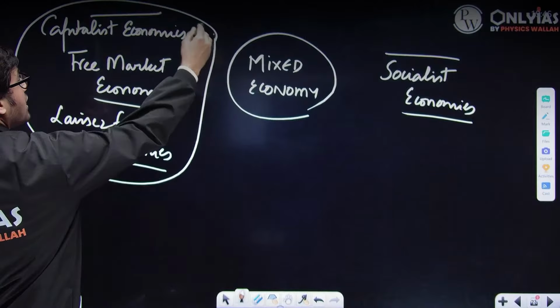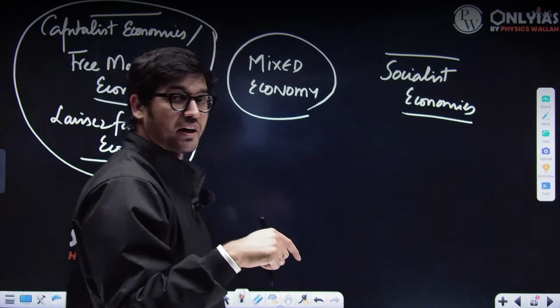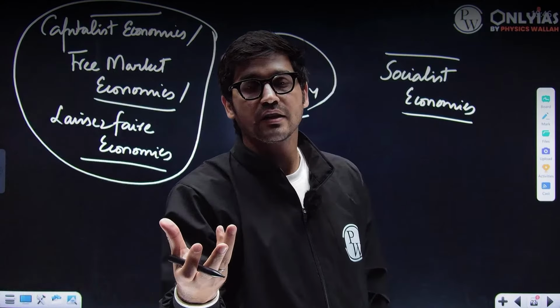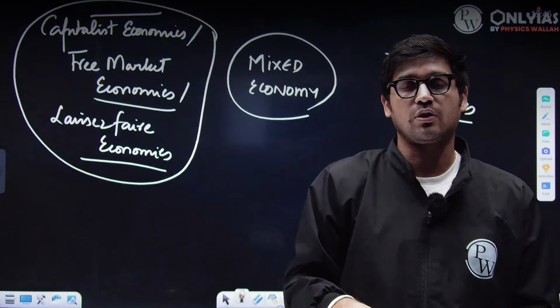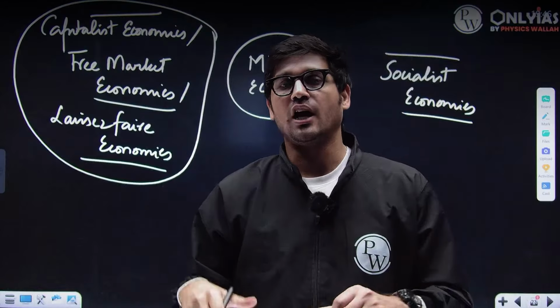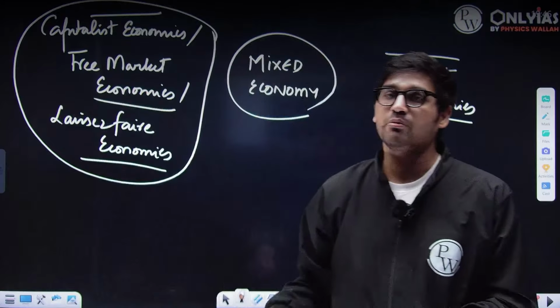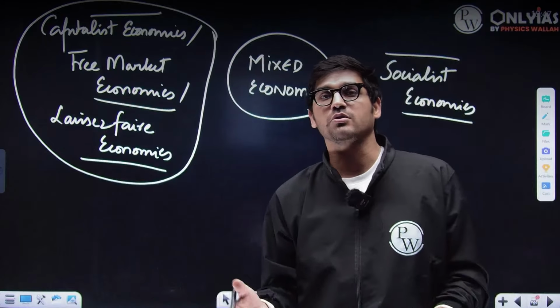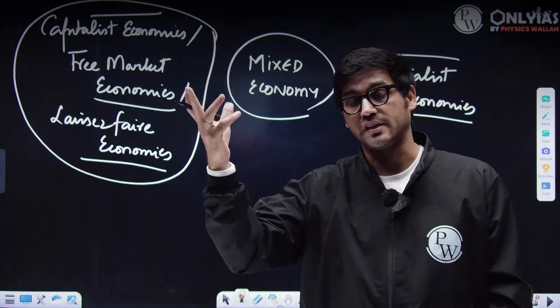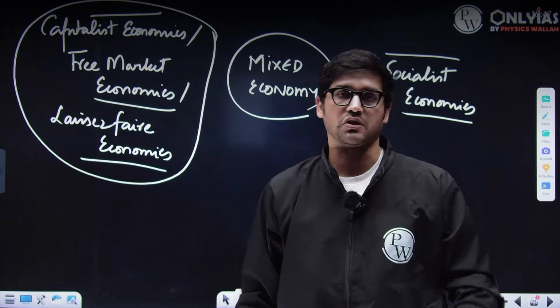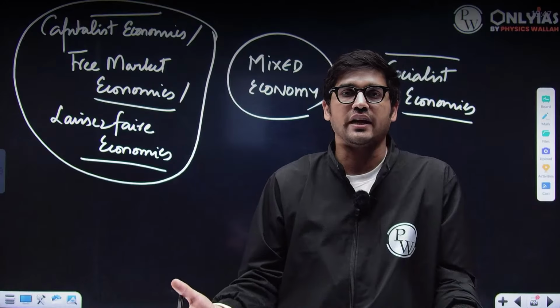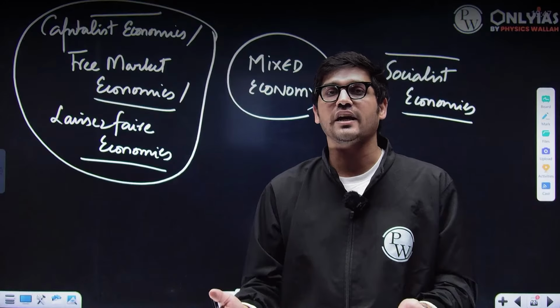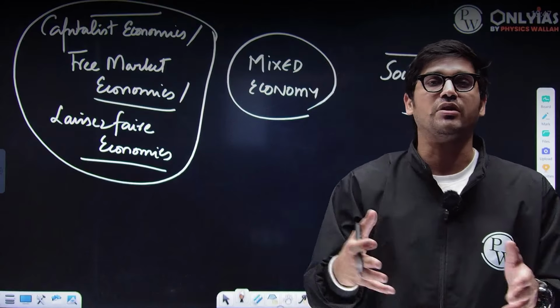In a capitalist economy or a free market economy, who decides how many cars should be produced, how many doors should be produced, how many televisions should be produced, or what kind of television should be produced, 70 inches, 65 inches, 80 inches, 45 inches? Who is deciding each of these? Who is deciding where resources are going to go?